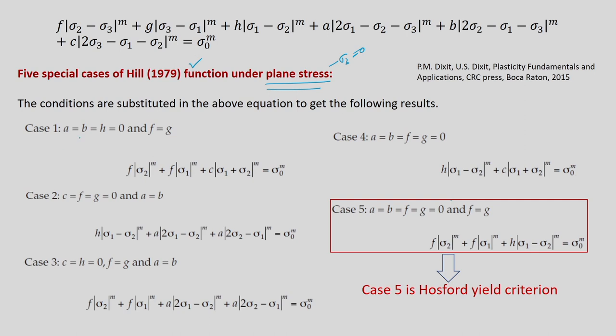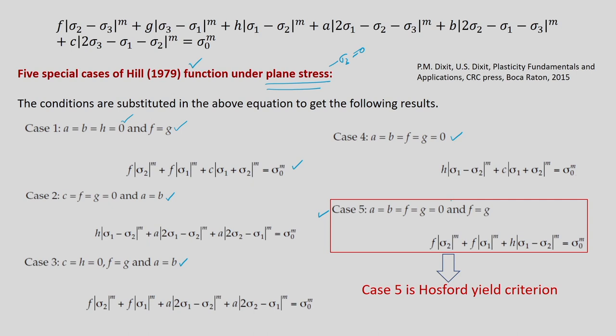So, case 1: if I take A equal to B equal to H equal to 0 and F equal to G, and put in this condition, you will get this. Similarly, you can take case 2 and check. Similarly, you can take case 3, case 4, and case 5.